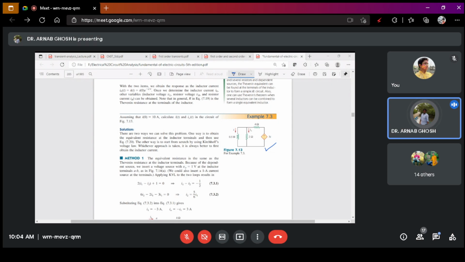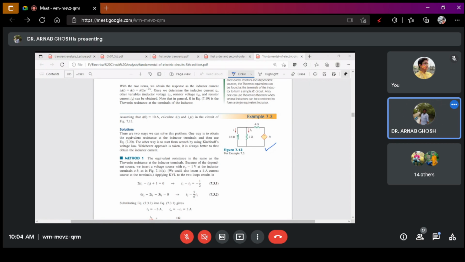What is the voltage across the inductor? It is L di/dt, and the voltage across the resistance is iR. If you rearrange and integrate the terms, you will get the current with respect to time, i(t) = I0 e^(-Rt/L), and the time constant is L/R. So this is what you get for the source free RL circuit.